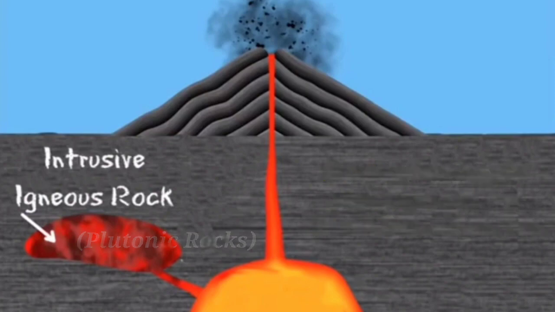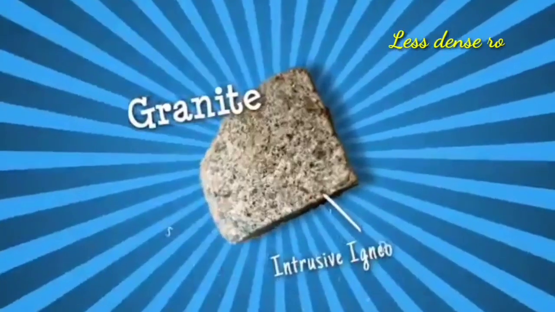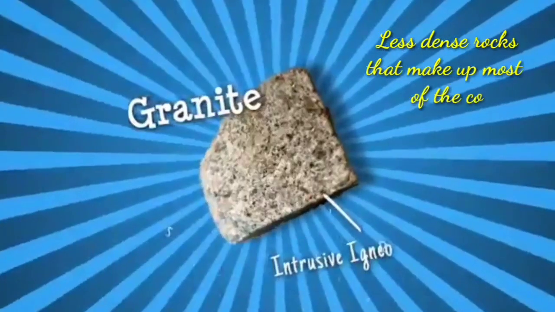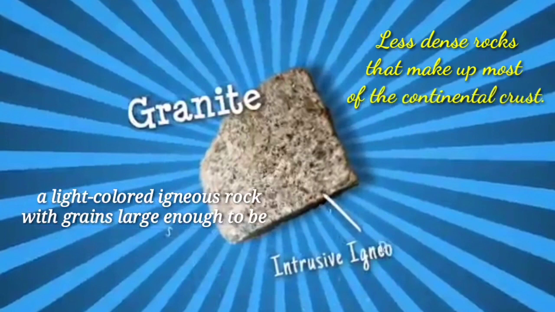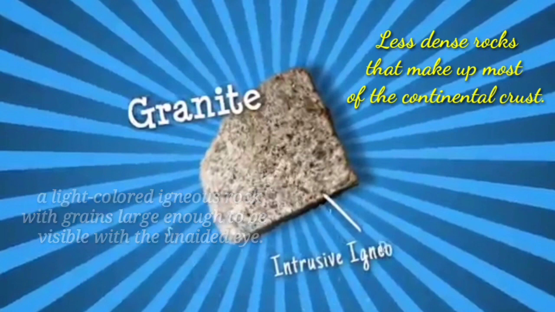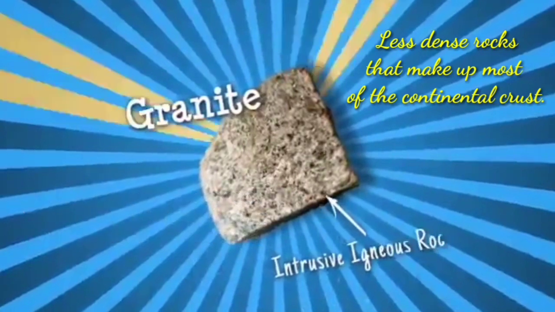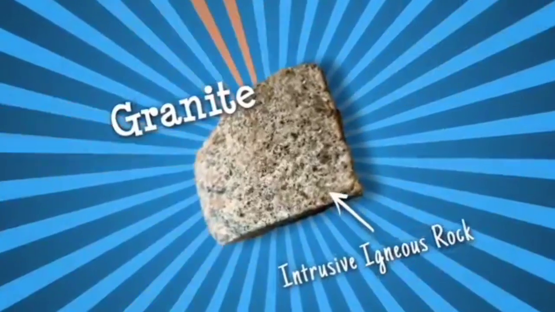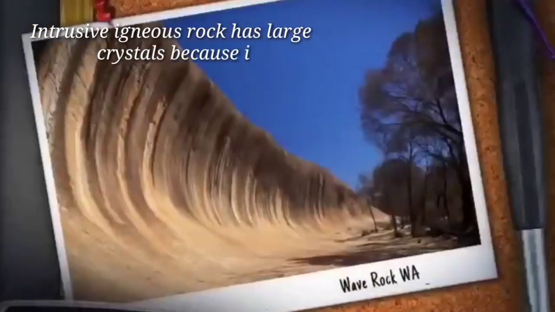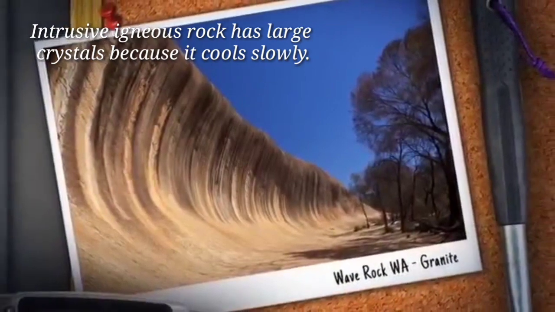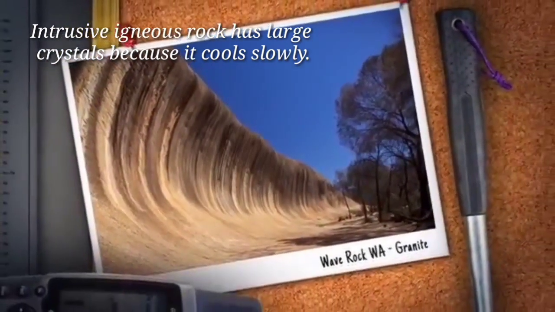One example of intrusive igneous rock is granite. Granites are less dense rocks that make up most of the continental crust. These are light-colored igneous rock with grains large enough to be visible with the unaided eye. Because of the way these rocks solidify, intrusive igneous rock has large crystals because it cools slowly.